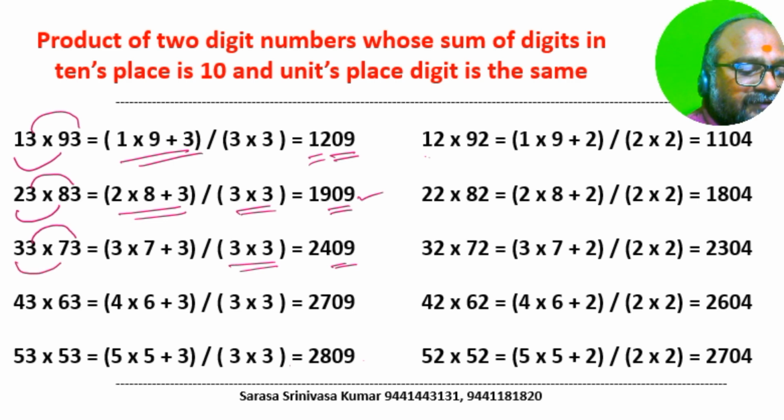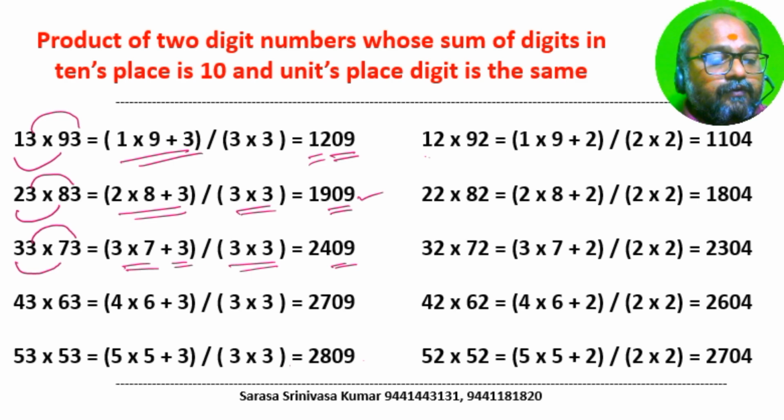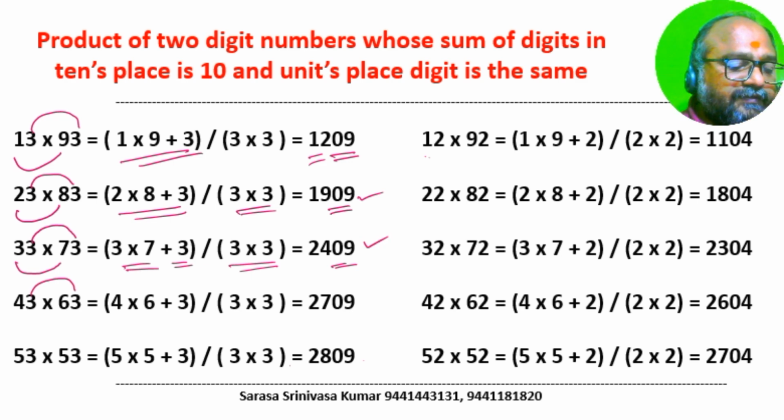Multiply the digits in tens place 3 into 7 and add units place digit 3. So 21 plus 3 is 24. 2409. Multiply the digits in units place 3 into 3, 09. Multiply the digits in tens place 4 into 6, 24 and add units place digit 3. 2709.